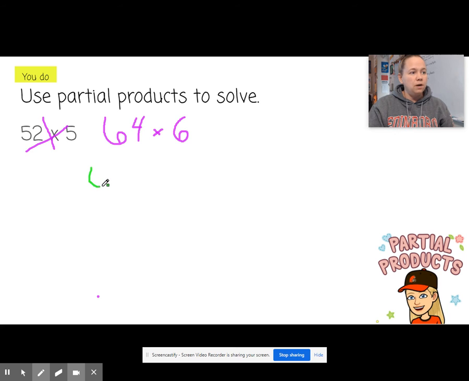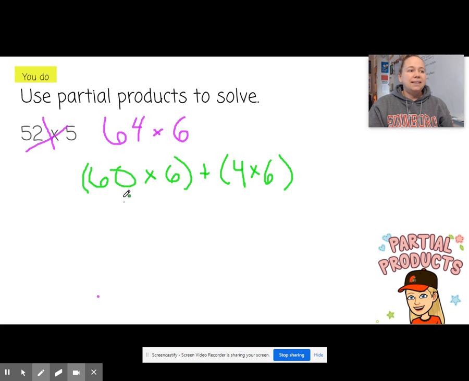64 times 6. Well, I'm going to break it apart. 60 times 6, parentheses, handy dandy, plus 4 times 6. Let's see, 6 times 6 is 36, and I need that placeholder 0, plus 4 times 6 is 24. Ooh, let's see. 360 plus 24. Maybe we want to write this over to the side.